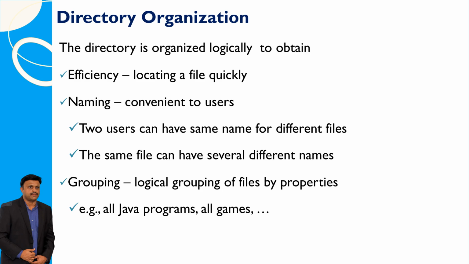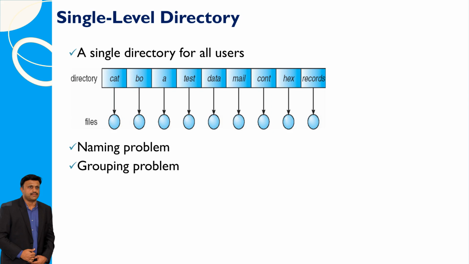It facilitates swift file location, ensures user-friendly naming, allows multiple files with the same name for different users, and permits files to have various names. Additionally, it promotes logical grouping based on properties, such as categorizing files by type, e.g., Java programs, games, for easier management and access. A single-level directory system employs a solitary directory for all users, posing challenges with naming and grouping.